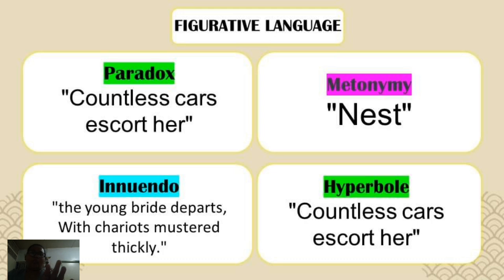The innuendo that I saw in the poem is that the young bride departs with chariots mustered thickly. It only means that once the bride starts to change her path, problems and difficulties might follow or arise. Next is the hyperbole. The exaggerated statement that I saw is "the countless cars escort her." You can see beside the line there is a cross. For me, the Cockney rhyme or the English slang must be pardoned, or the words are a literal rendering.